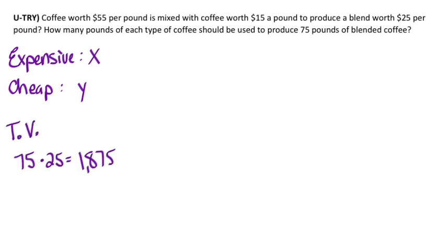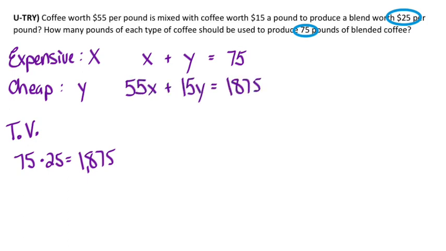So I know that the total value is 75 pounds, right, at $25 per pound. And that is how I get the 1,875 total value. So now I know that X plus Y for a total amount of 75 pounds, right? Now the value of X is 55 and the value of Y is 15 for a total value of 1,875. Yep, now we have a system and we can finally eliminate.